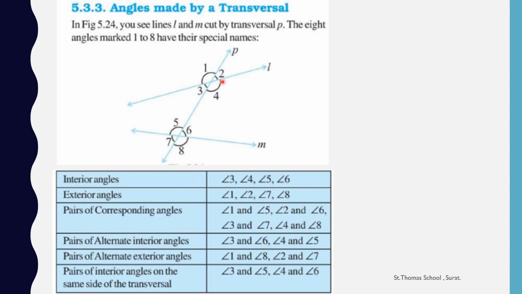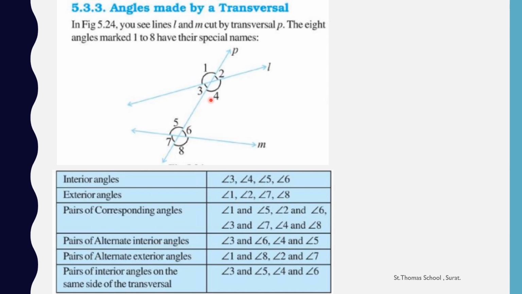You can remember this very easily. Either corresponding angles are above the line or below the line on the same side of the transversal. So here angle 1, angle 5, angle 2, angle 6, or angle 4, angle 8, and angle 3 and angle 7. The next one, pairs of alternative interior angles.